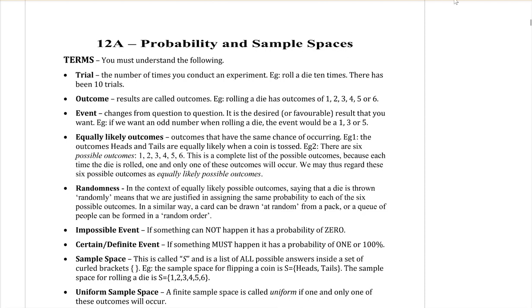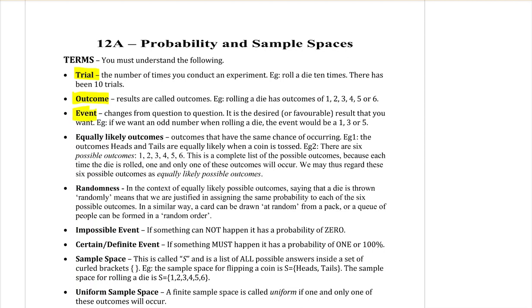Probability always has a lot of terminology that we need to be familiar with, so we need to go through a bunch of that here at the start. So the following terms you need to understand. A trial is the number of times that you conduct an experiment. So for example, the number of times that you roll a dice. An outcome is the results that you get. So from rolling your dice, the outcomes are 1, 2, 3, 4, 5, and 6.